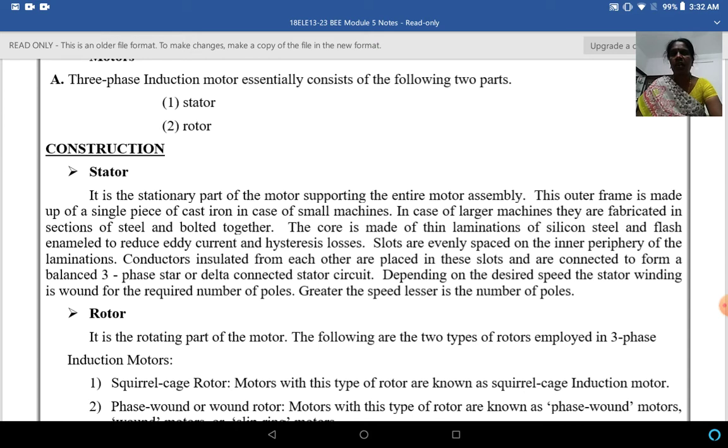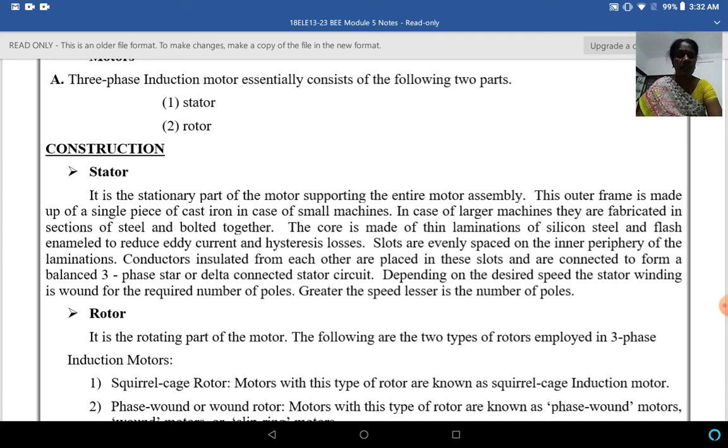You saw this in the other constructions, like the DC generator construction or the synchronous generator construction. The conductors are insulated from each other and are placed in these slots and are connected to form a balanced three-phase star or delta connected stator circuit. Here the armature is the stator. It is constructed in such a way that the conductors are insulated from each other, placed in these slots, and connected to form a balanced three-phase star or delta connected stator circuit.